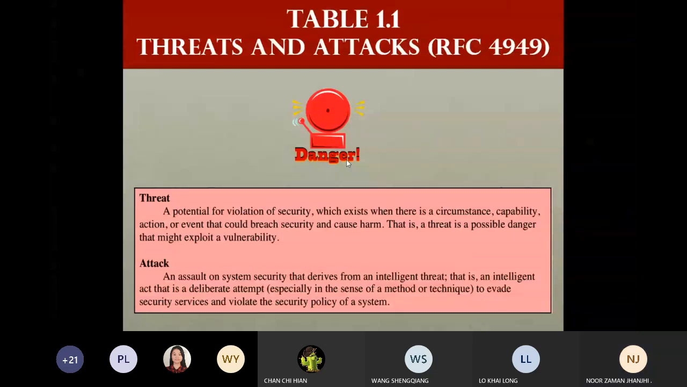One thing is a threat. I hope you know the threat. The threat is a potential for violation of security. Once we have any point of weakness, point of exploitation in our system, or any vulnerability, vulnerability actually means a gap, a weakness. Any gap or weakness in our system could be exploited, and after exploiting, it can be converted to a threat. So the threat can cause the attack and can bring harm to our system.